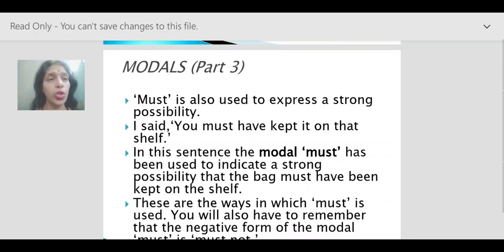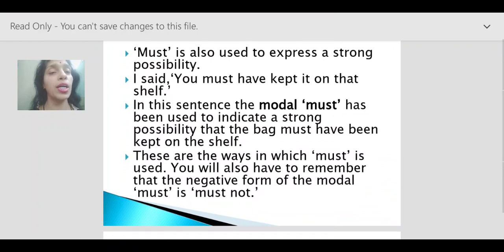Must is also used to express a strong possibility. I said, "You must have kept it on that shelf." In this sentence, the modal must has been used to indicate a strong possibility that the bag must have been kept on the shelf. These are the ways in which must is used.